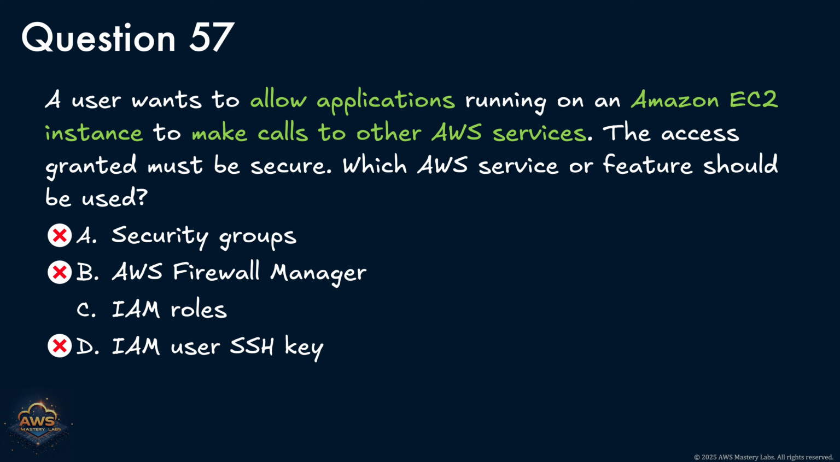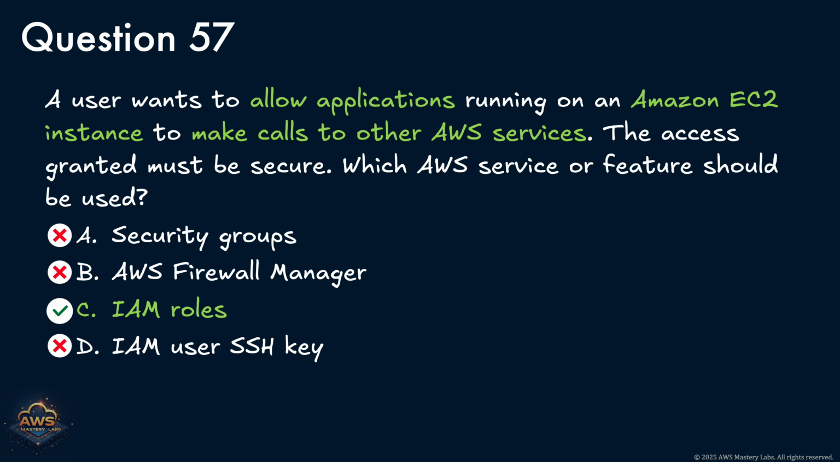Option D, IAM User SSH Keys. IAM user SSH keys are used for programmatic access to AWS services from command line tools like the AWS CLI, but they are associated with a specific IAM user. Embedding these keys in EC2 instance code or configurations would pose a major security risk, as they are long-lived and could be exposed. Incorrect, because IAM user SSH keys are insecure for application access and violate AWS best practices.